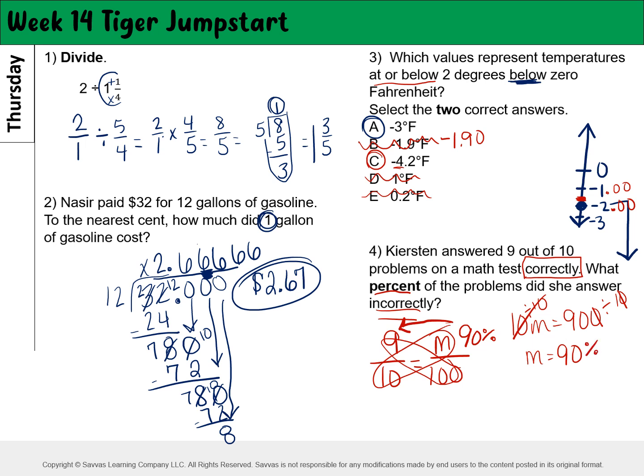So again, if she solved the whole test, that's 100%. If I take 90% of it away, which is what she solved correct, what that leaves me with is what she solved incorrectly. So you're doing 100 minus 90, which gives you 10. So 10% of her test was incorrect.